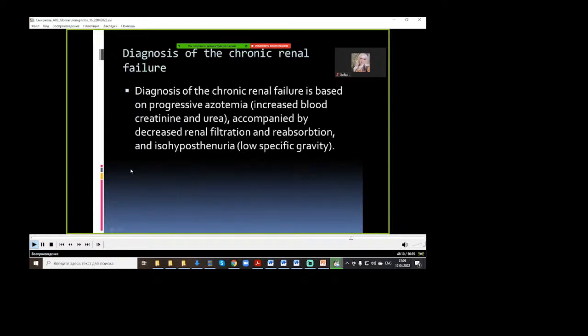Diagnosis. Diagnosis of chronic renal failure is based on progressive azotemia, increased blood creatinine and urea, accompanied by decreased renal filtration and reabsorption, and hypostenuria.